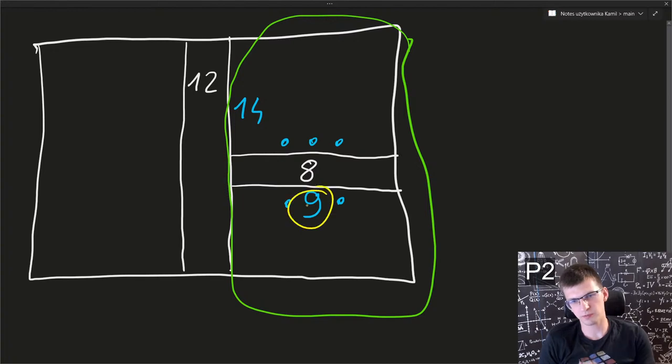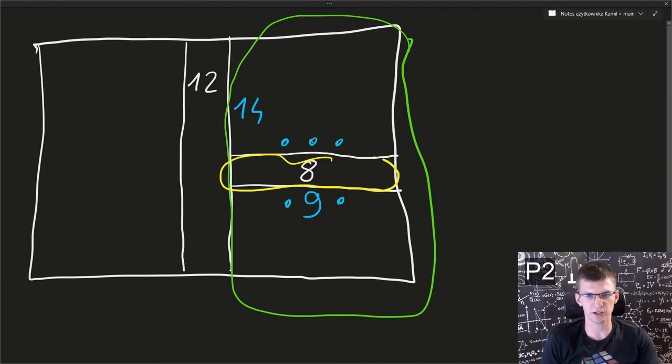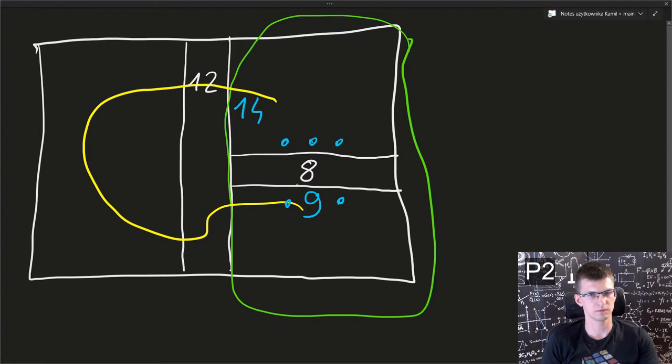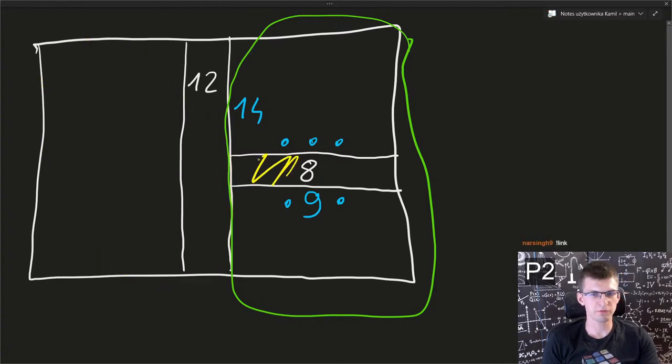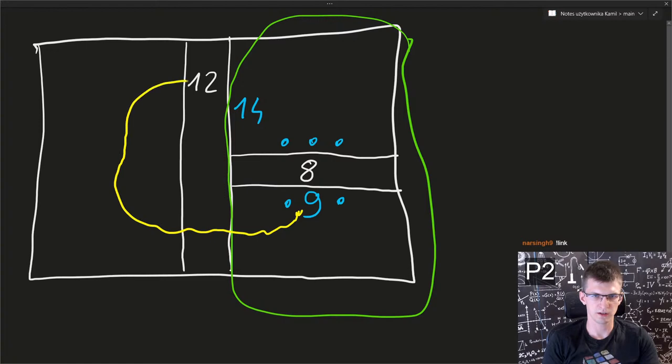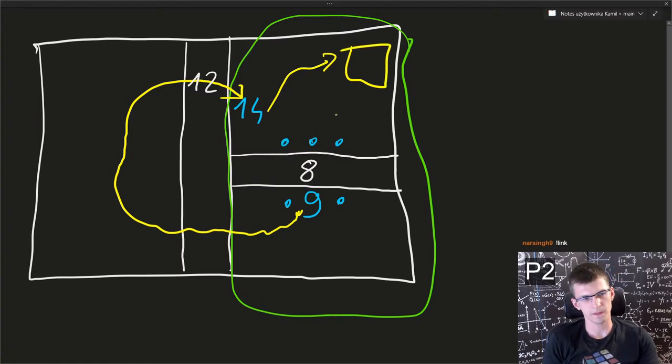Well, the increasing path from 9 to the top side indeed cannot cross this part because the maximum here is 8, but it can cross that. Or even maybe it can go like this. Because we know about this part that it doesn't exceed 12 and nothing more. Maybe here everything is 7 or smaller, we cannot cross, but maybe from 8 or maybe from 9 there is an increasing path to 14. And then to maybe some maximum here. This is 50.